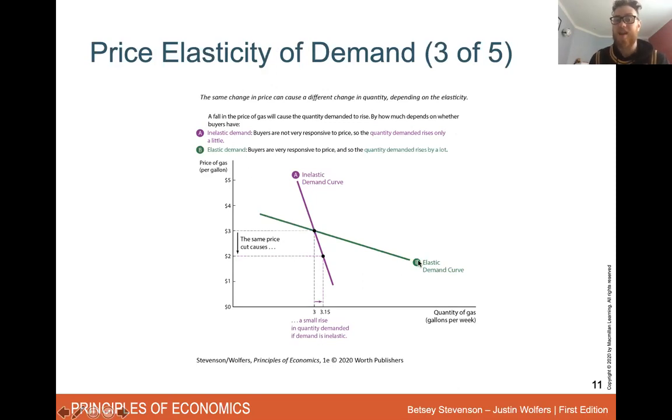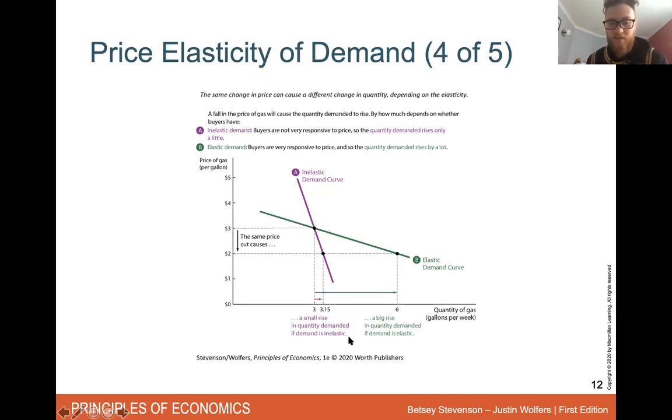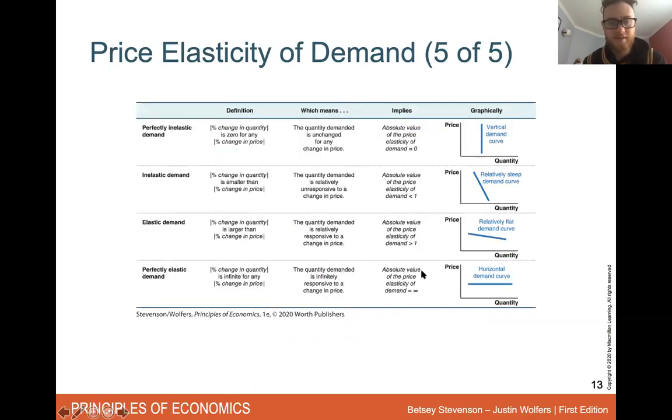Over here, B, we have an elastic demand curve. Buyers are very responsive to the price, so the quantity demanded rises by a lot. So you can see it's a very flat curve. There's a big rise in quantity demanded because it's elastic. The $1 price change that we see on the purple inelastic demand curve causes so much more demand for the elastic demand curve than the inelastic demand curve.